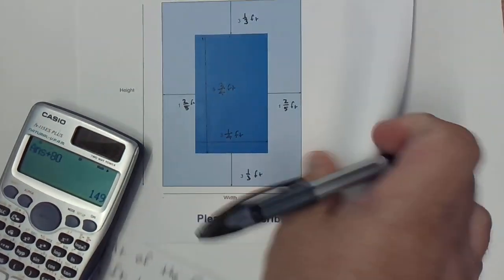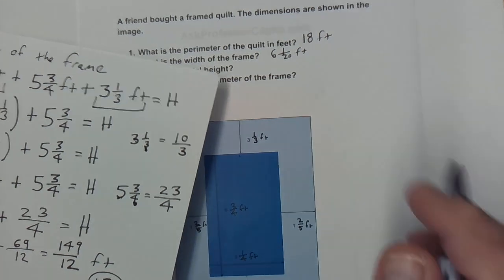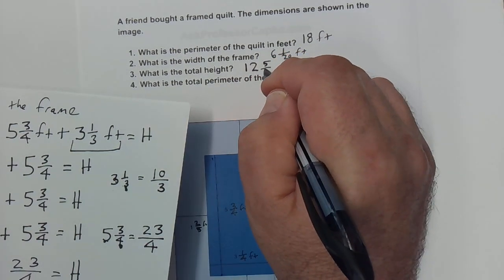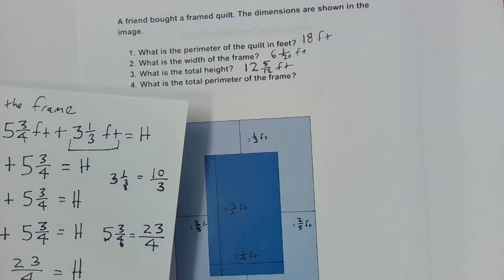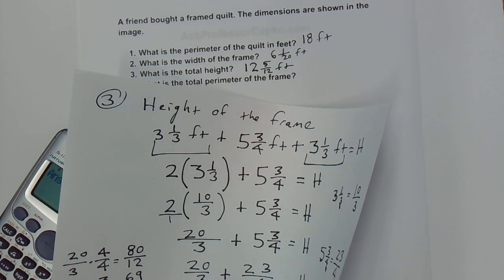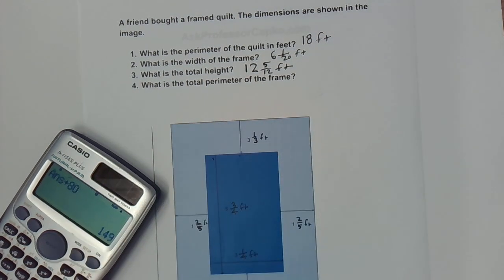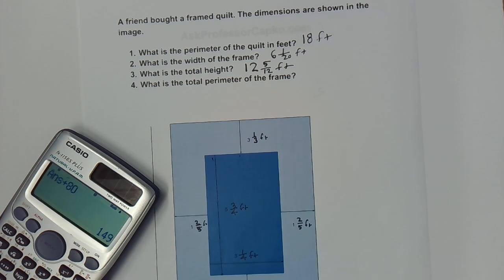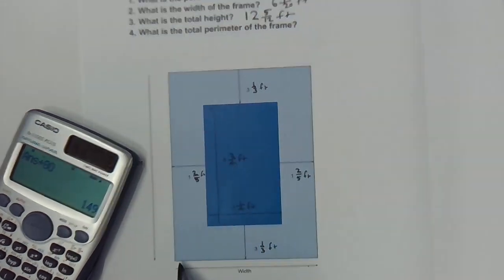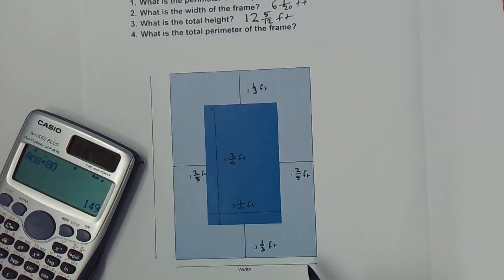So we can write that in as our answer to number 3: 12 and 5/12 feet. And one last question. Number 4 is asking us to find the total perimeter of the whole frame. So we're going to go all the way around our frame, like one piece of string. How long is that piece of string?